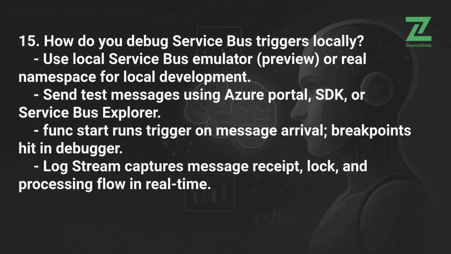15. How do you debug Service Bus triggers locally? Use local Service Bus emulator, preview, or real namespace for local development. Send test messages using Azure Portal, SDK, or Service Bus Explorer. Func start runs trigger on message arrival. Breakpoints hit in debugger. Logstream captures message receipt, lock, and processing flow in real time.